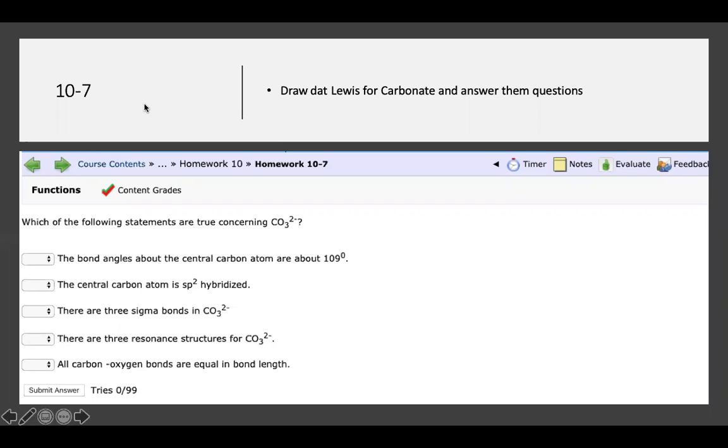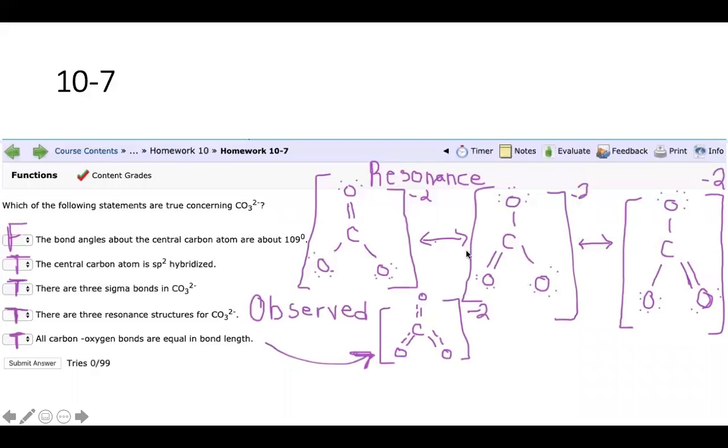For this question, we are going to be determining the validity, aka how true these statements are concerning carbonate, CO3 2 minus, the polyatomic. So we're going to draw that Lewis structure for carbonate, and then we're going to answer them questions. We're going to jump straight into the Lewis structures.